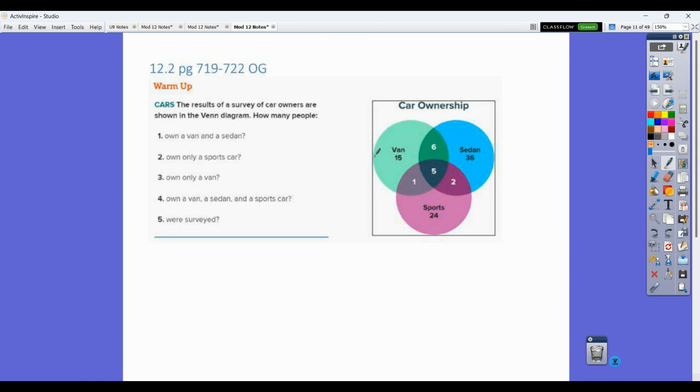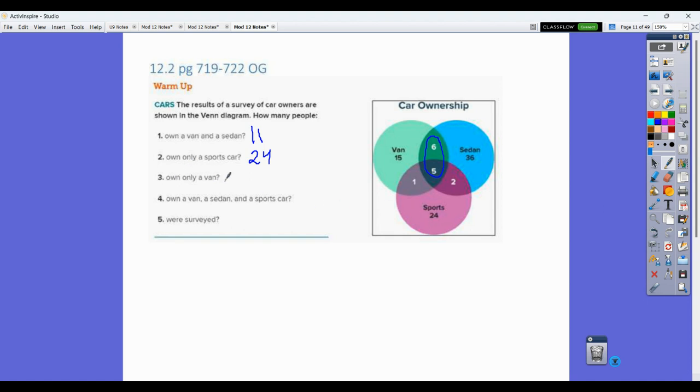So you find van, which is the green, and sedan, which is the blue. A lot of people like to say 6, but the answer here would be these together, which would be 11. Own only a sports car, so nothing else. You're going to look for the purple circle, but nothing crossing over, and that's going to be the 24 that are here. So just to be clear, the 24 that is here is not all of this put together. The 24 that's here is what is outside of this part of the Venn diagram there.